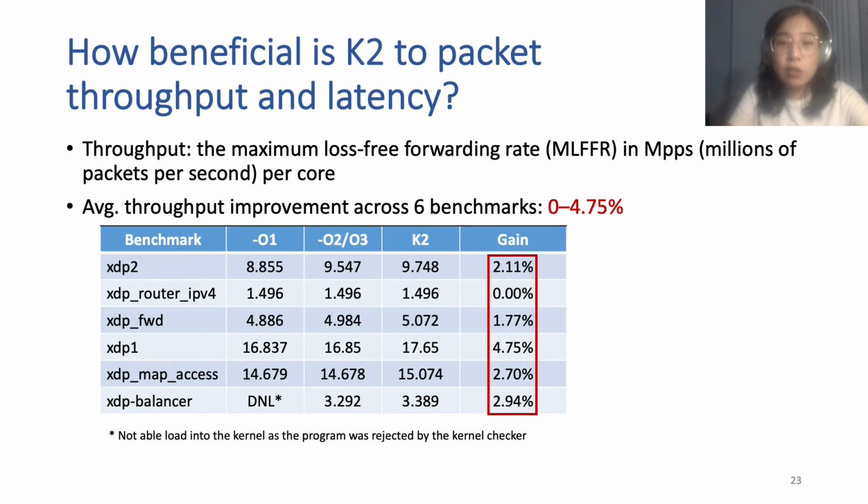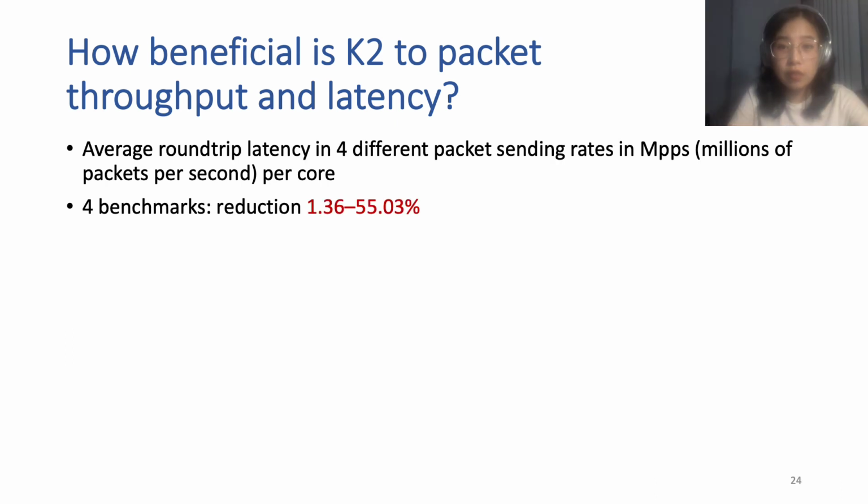This table shows the throughput improvement of 6 benchmarks running in the device driver. Gains range from 0 to 4.75%. We measured average round-trip latency for 4 benchmarks running in the device driver. The reduction is from 1 to 55%.